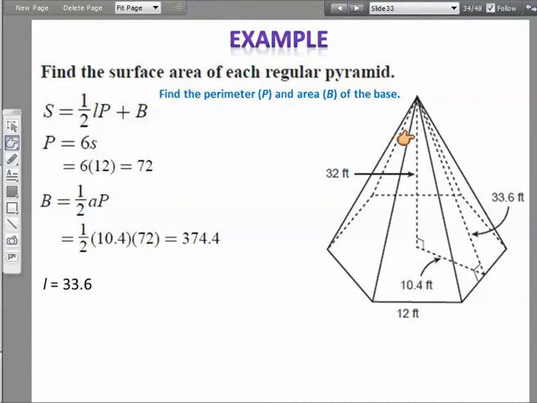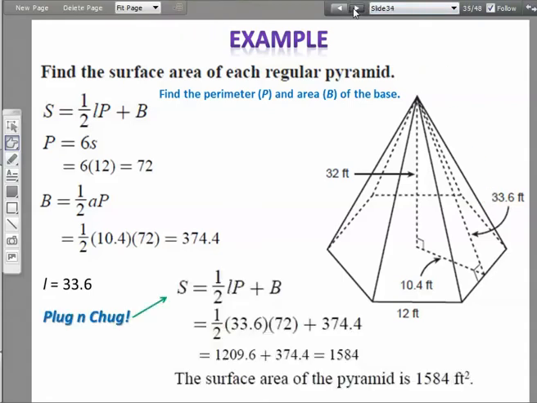And then our lateral height, slant height, there's all these dotted lines, it's hard to see, but right here it is. You see it, and it kind of blends up there at the top, but it's 33.6 feet. Now I'm going to plug and chug. Here's my formula. Plug in the L, plug in the perimeter, plug in the area of the base, do all the math there. So I find out the surface area of the pyramid is 1,584 feet squared.